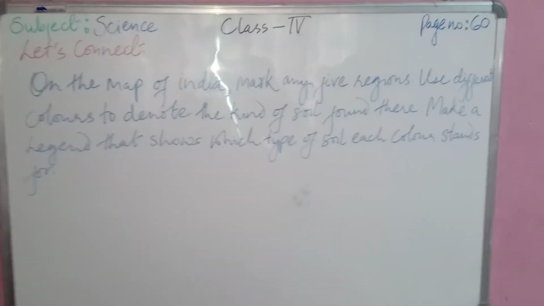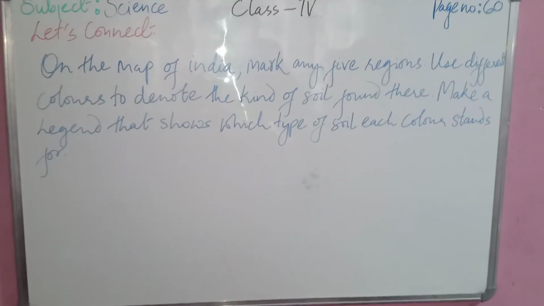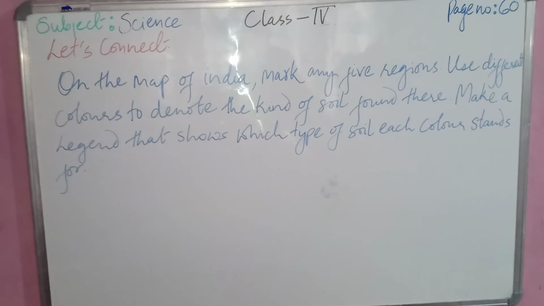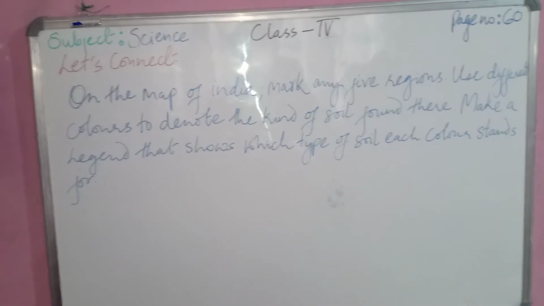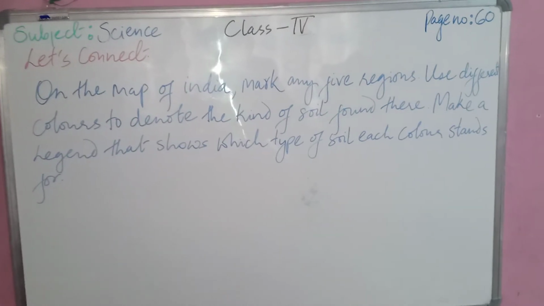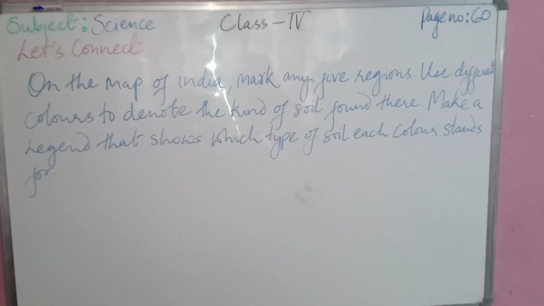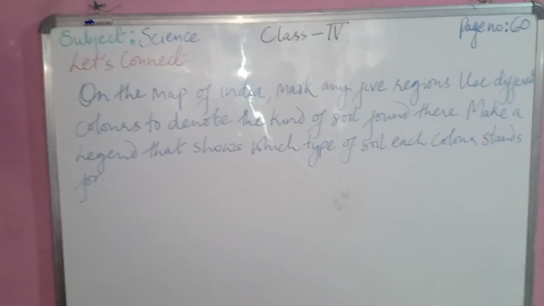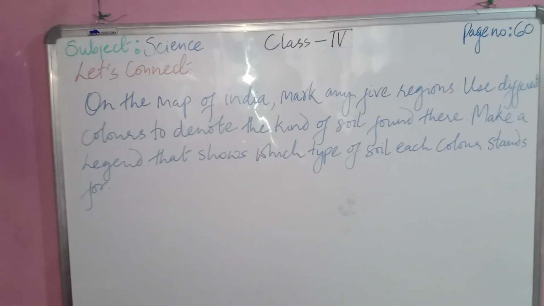Moving on. So let's begin with the Let's Connect question. On the map of India, mark any 5 regions. Use different colors to denote the kinds of soil found there. Make a legend that shows which type of soil each color stands for.